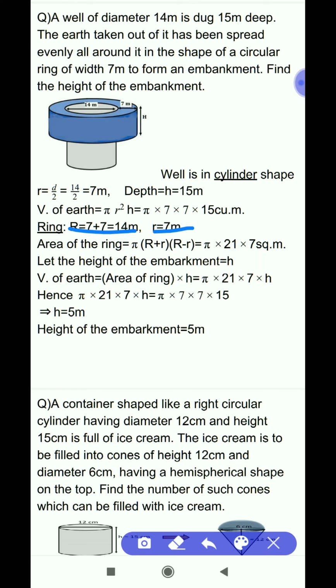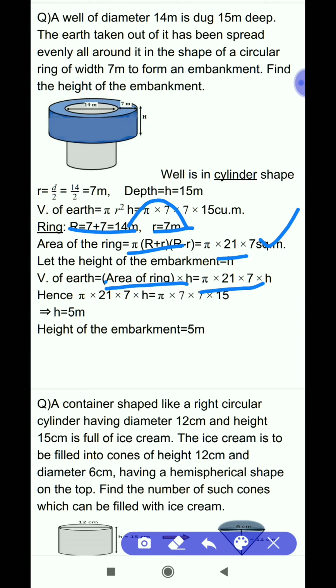Area of the ring, according to the formula, is pi into (big R plus small r) into (big R minus small r). So pi into, big R is 14, small r is 7. 14 plus 7 is 21 and 14 minus 7 is 7. So volume of the earth according to the embankment is area of the ring into height. Area of the ring is pi into 21 into 7, into height h.